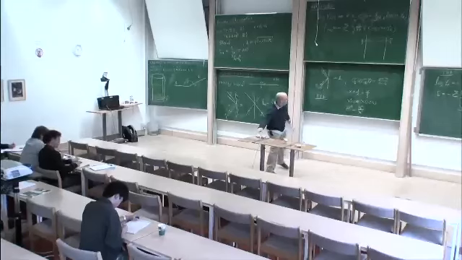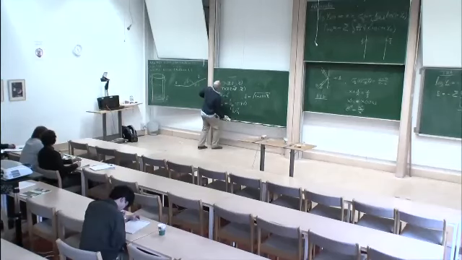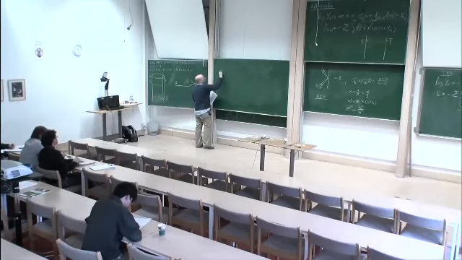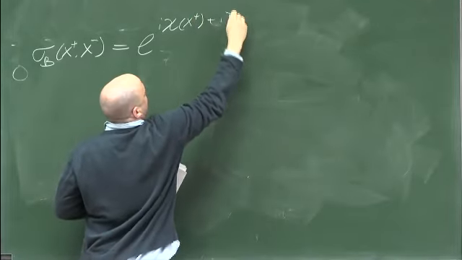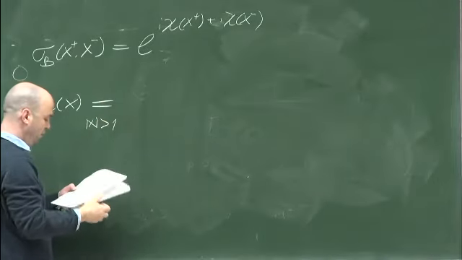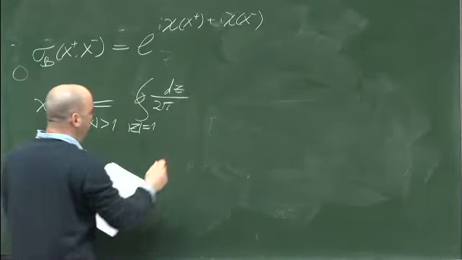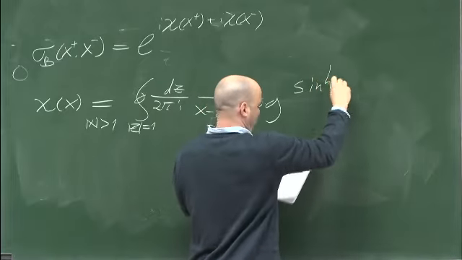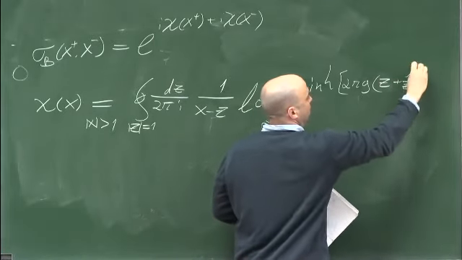So the relevant solution for this dressing phase is the following. We find that this dressing phase, which is now a function of x plus and x minus, you can write as e to the i chi of x plus i chi of x minus, where this function chi of x is equal, at least for x bigger than 1, to the following contour integral at z equal to 1, dz over 2 pi i of 1 over x minus z times a log of sinh of 2 pi g z plus 1 over z, over the same thing.